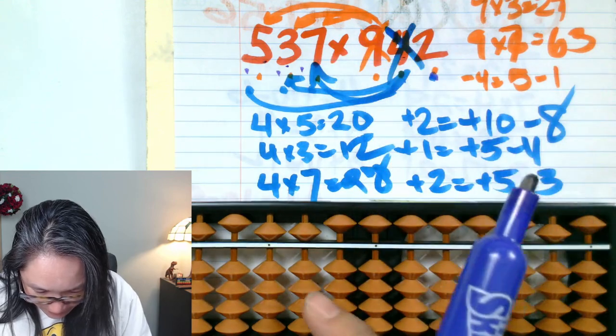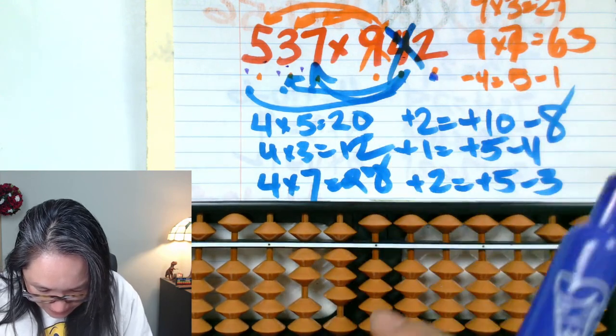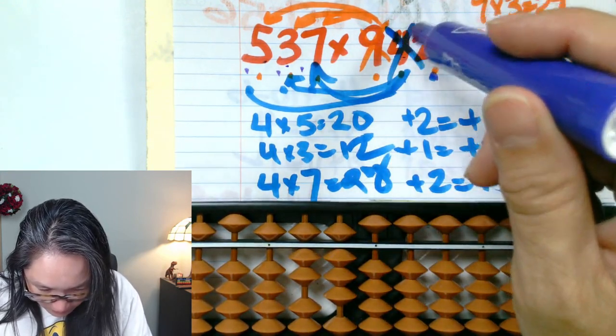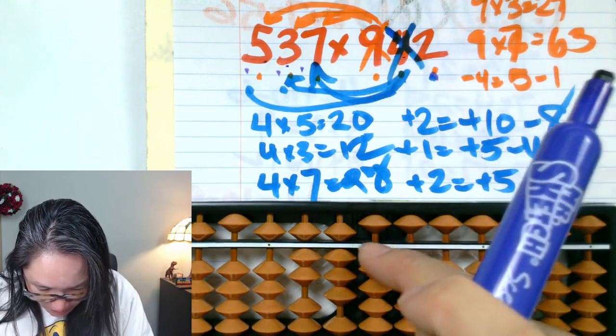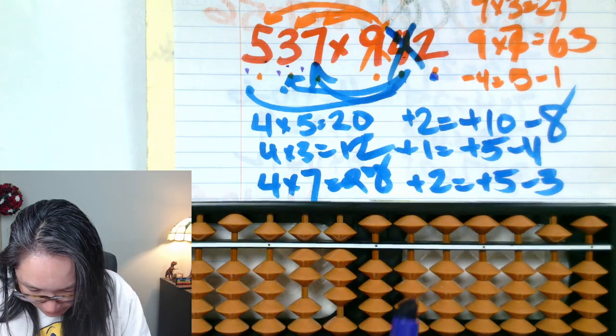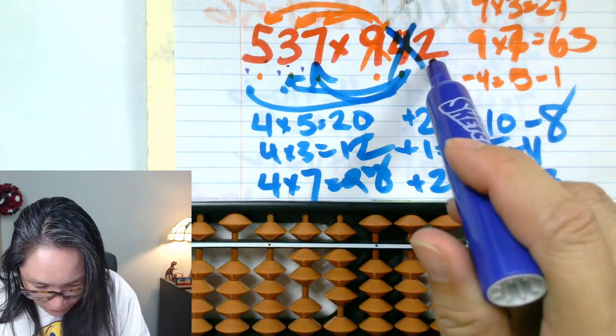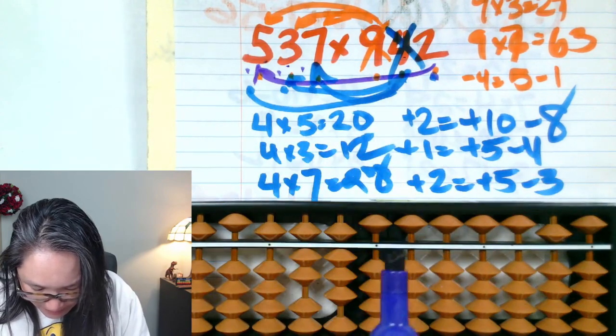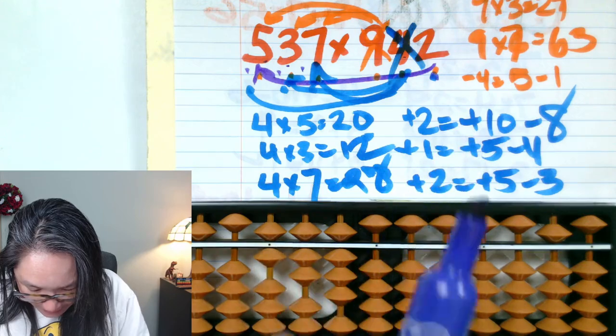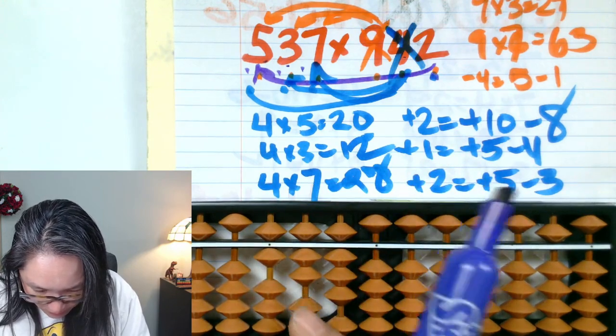4 times 7 is 28. And then we're done. So now we reassess. 4. 1, 2, 3, 4. I'm over here. Oh, see, that's what it is. 5 and a 0. Okay, so 2 times 10, 2 times 5 is 10. Add the 1, add the 0.